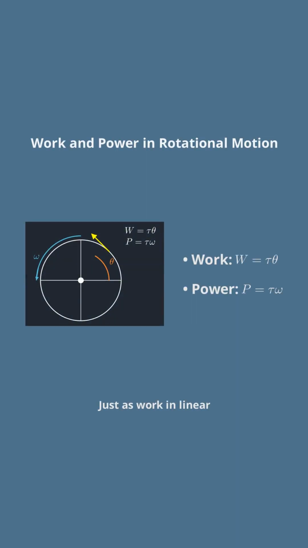Just as work in linear motion is force times displacement, in rotational motion, work is torque times angular displacement, W equals tau theta. The power delivered by a torque is P equals tau omega, where omega is the angular velocity. These relationships are essential for understanding engines, motors, and any system where forces cause rotation.